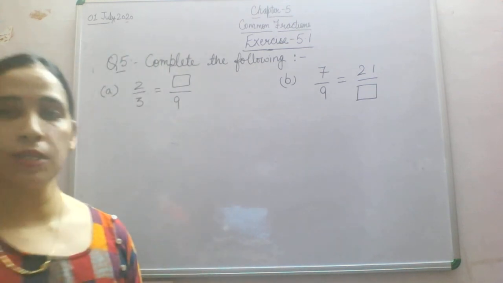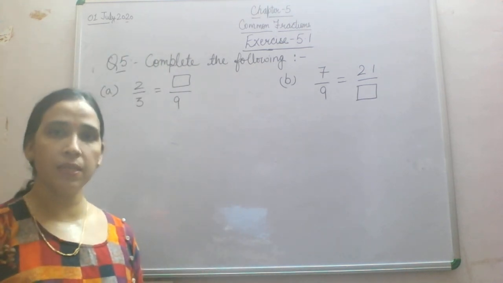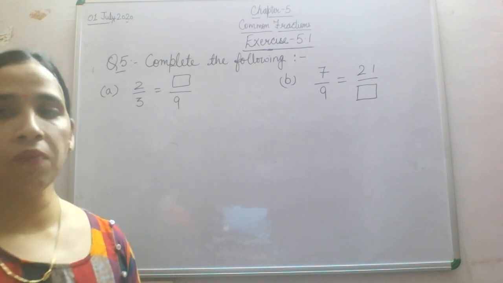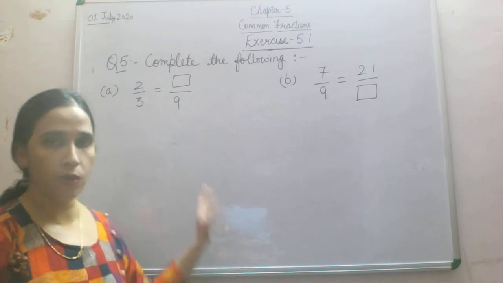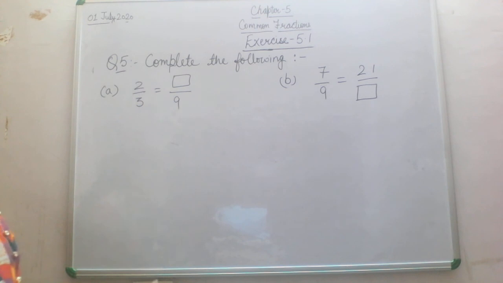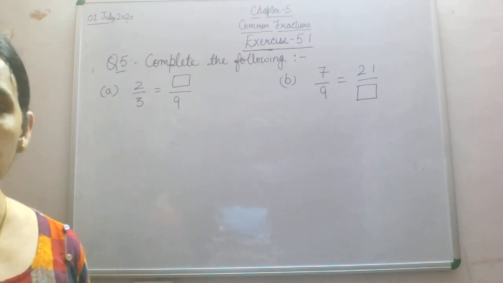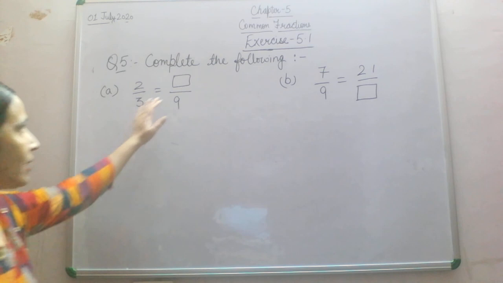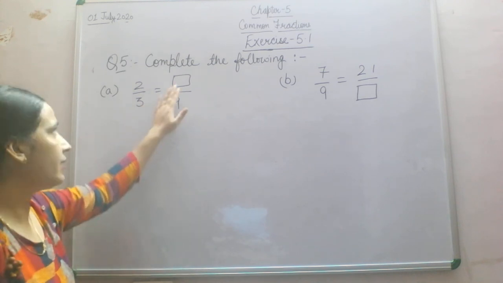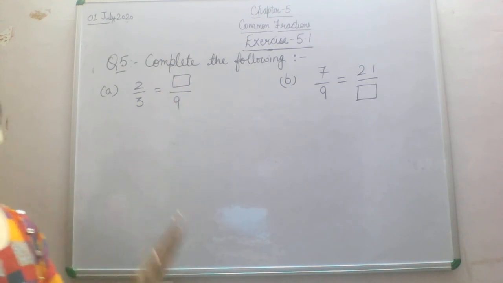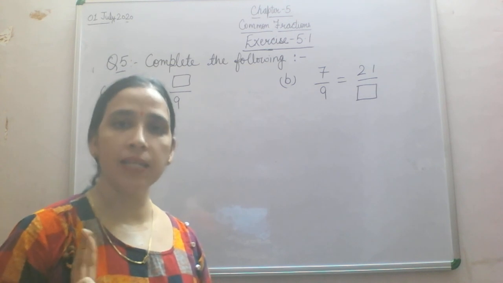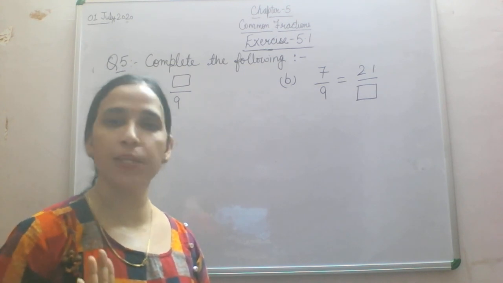So now children, question number 5 of the same exercise: complete the following, or you can also write fill in the blank. Here the first A part is 2 by 3 is equal to blank by 9. Now you have to find out what we will write in this blank. In this question number 5 you have 4 parts. 2 parts I will tell you, and the rest of the 2 parts you will do yourself.